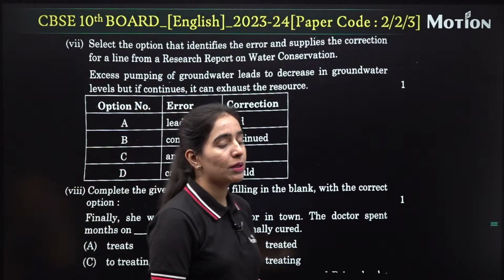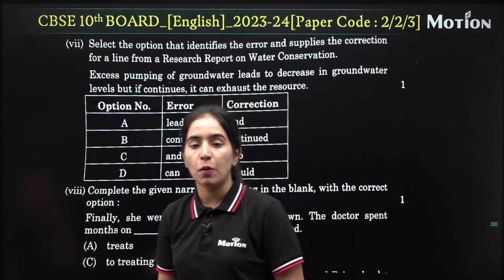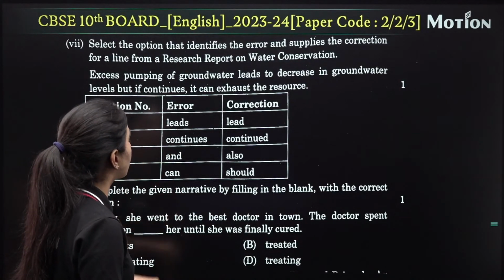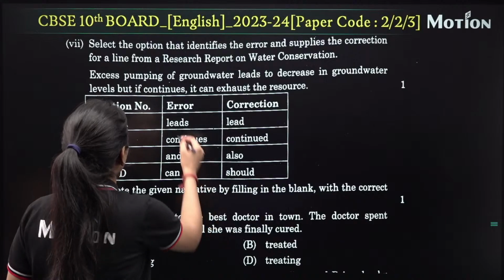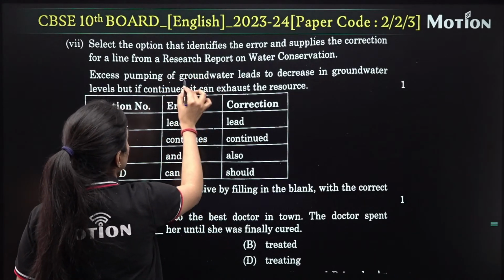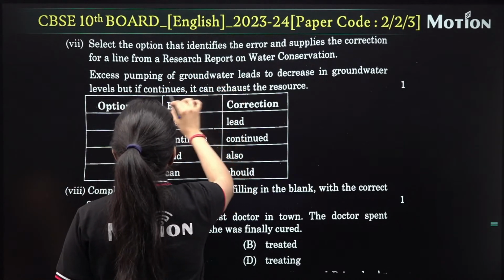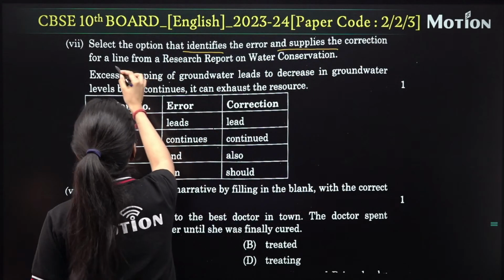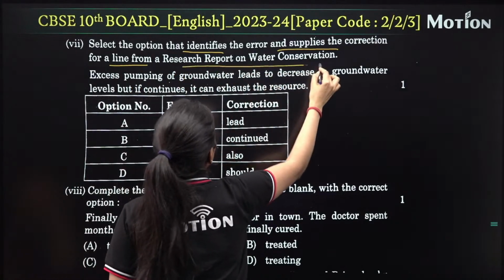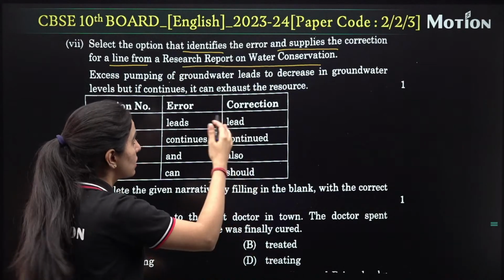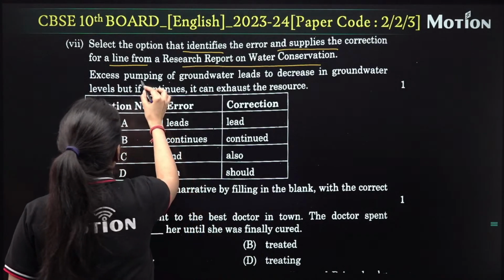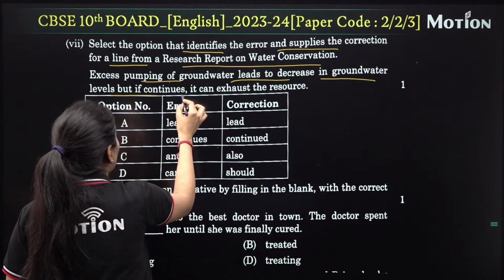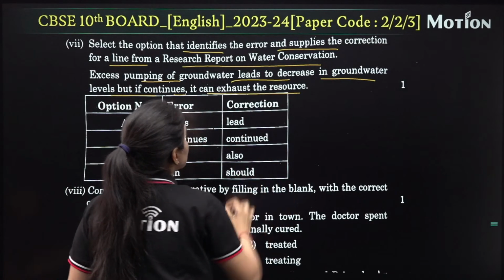As we were reviewing the paper, we could see there are a lot of error spotting questions. The next one is again from the same category, and you have to find the error from these given lines. The question says select the option that identifies the error and supplies the correction for a line from a research report on water conservation. Excess pumping of groundwater leads to decrease in groundwater levels, but if continues, it can exhaust the resource.